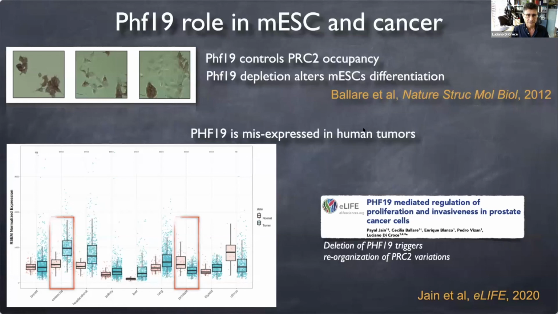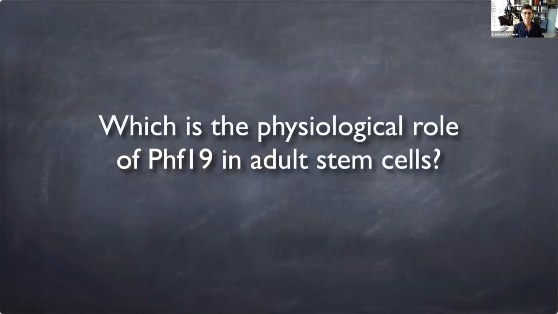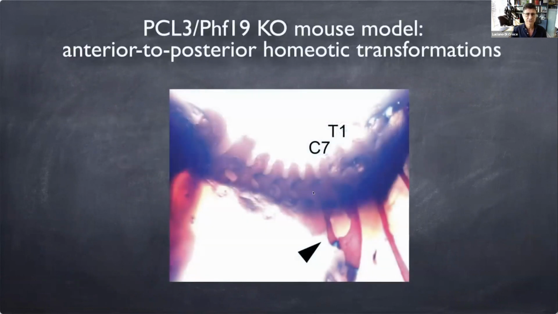So these two things highlight the role of PHF19 in mouse embryonic stem cells and some aspects of PHF19 in cancer, but what is the role of PHF19 in adult stem cells? To address this question, we generated a mouse conditional knockout for PHF19, and what we found is that deletion of PHF19 triggers the classical homeotic transformation. Deletion of many Polycomb genes in mouse models leads to alterations in the skeletal axis.